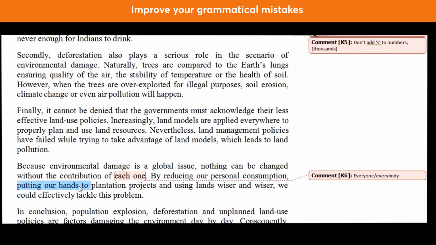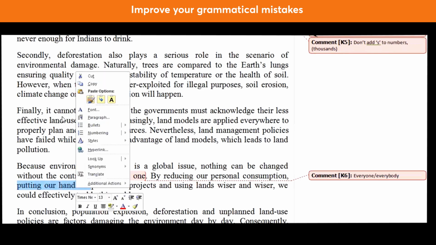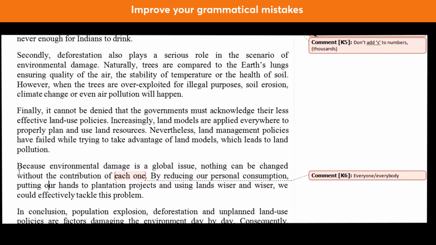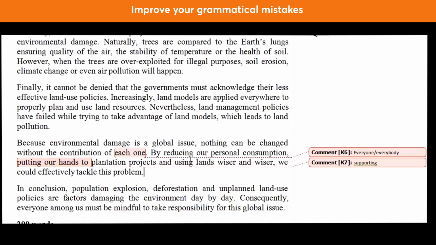Okay, also here, putting our hands to. We'll talk a little bit more about this in a minute, but you can see what the person's tried to do is paraphrase. Contribution, putting our hands to. But putting our hands to there is not really a phrase and doesn't make sense. So why not change that? Let's change it to supporting instead. That'd be better. And here, using lands wiser and wiser. Again, that's incorrect. What should we put? We need to use more wisely, if you want to use that word wise.